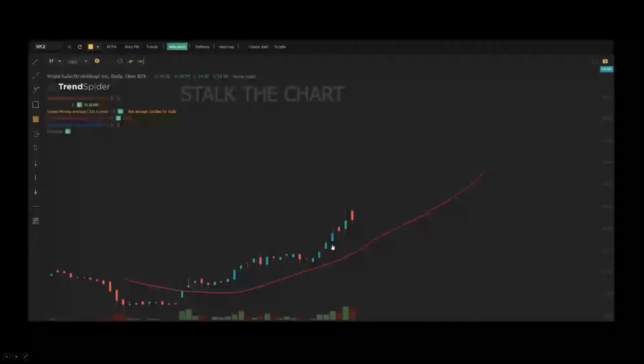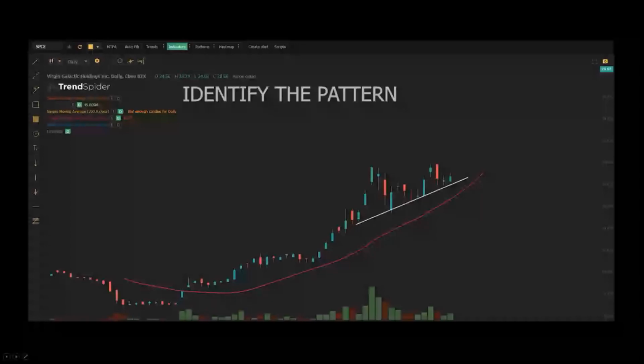So this is the daily time frame from April 17th, 2020 into February 14th. So you're stalking the chart. You're waiting for a setup to emerge. You start getting a resistance around the $20 mark. You identify the pattern. You set the pattern up.